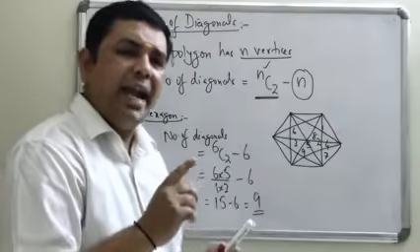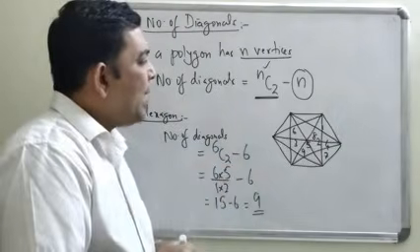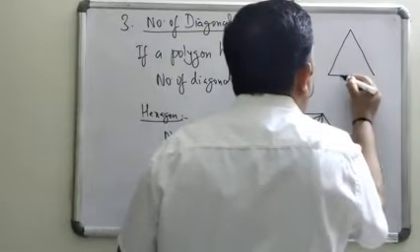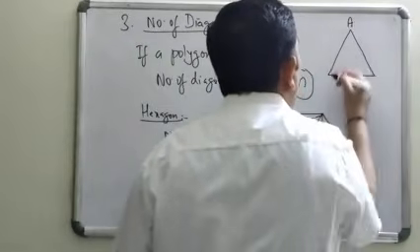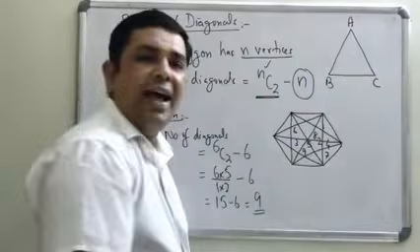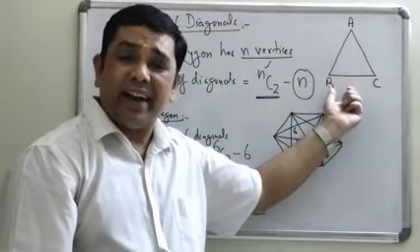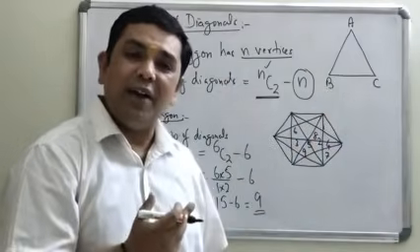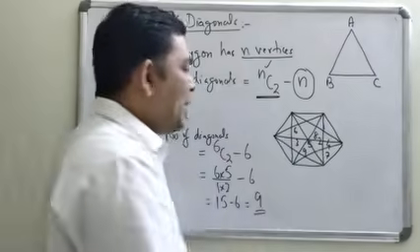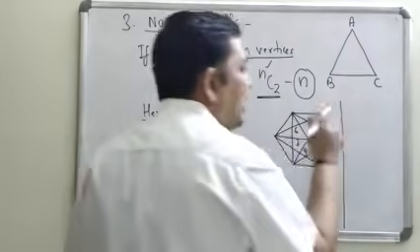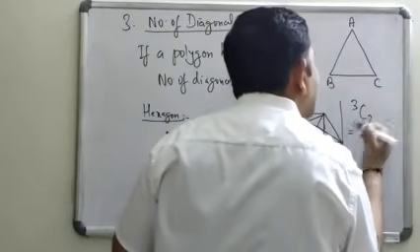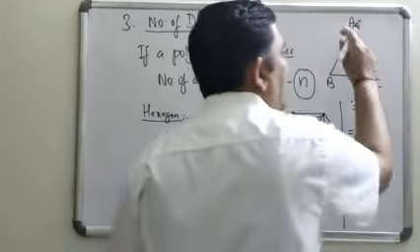Now towards the end, before I close this, have we ever thought of how many diagonals a triangle has? What is this? This is a triangle. How many diagonals does a triangle have? We all know that a triangle does not have any diagonals. What is the explanation? The explanation is very simple. If there are 3 points, the number of straight lines that can be drawn is 3.